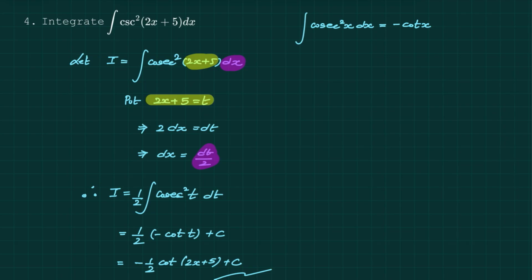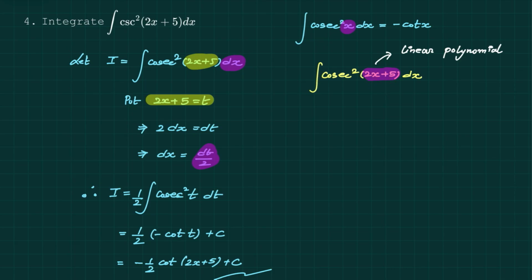Now one thing to note is that this type of question can be done by a shortcut method also. For that, let us see the question again. The question was integration of cosec square 2x plus 5 dx. Comparing with the formula, instead of x we had 2x plus 5, and note that 2x plus 5 is a linear polynomial. If there is a linear polynomial, then we can integrate this in a faster way. So we will assume this 2x plus 5 as x only.